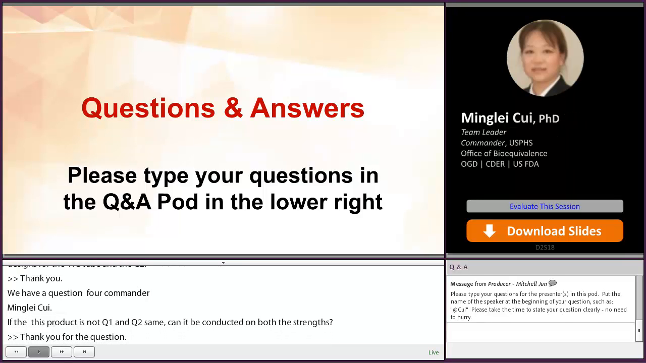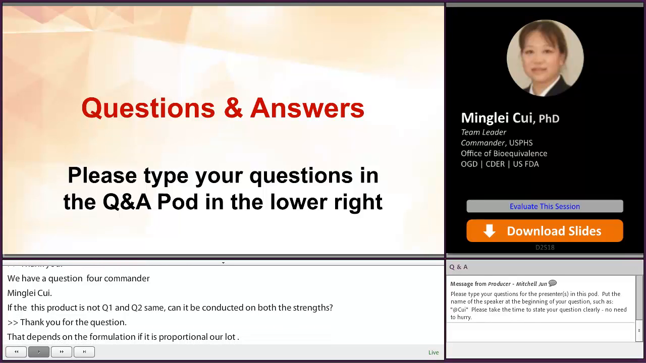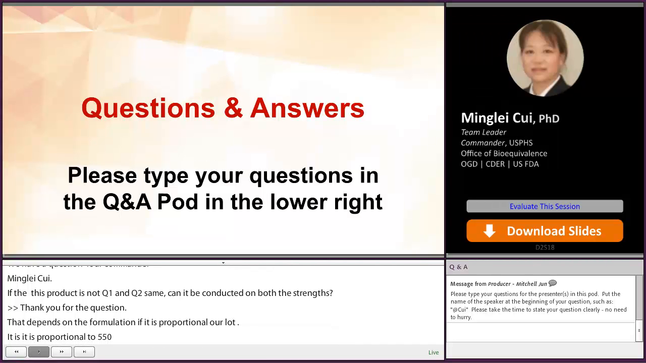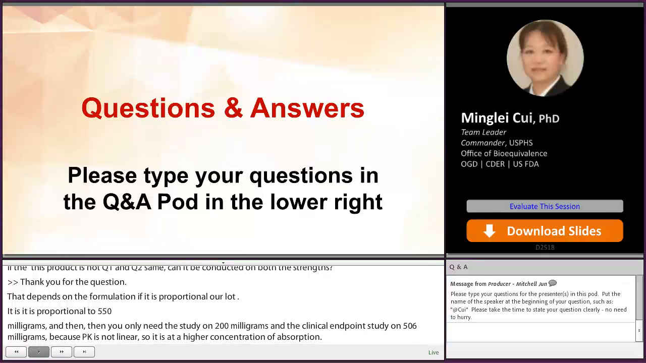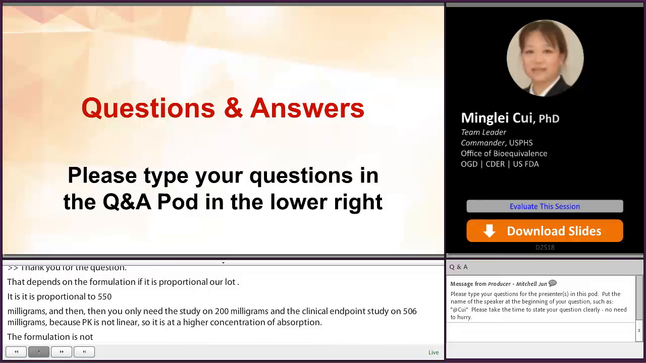If the 200 milligram strength is proportional to the 550 milligram, then if the Q1, Q2 are not the same, you only need to conduct a PK study on 200 milligram and a clinical endpoint study on 550 milligram. It's because PK is not linear, so at higher concentration absorption is a little bit saturated. However, if the formulation is not proportional and the Q1, Q2 are not the same, then you do need to conduct a PK study on both strengths and a clinical endpoint study on both strengths. Thank you.